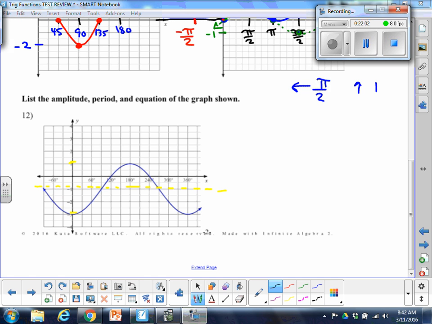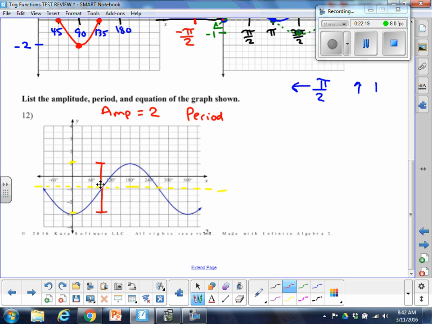Okay, so what about amplitude? The amplitude of this one from that center, I can see that we are again going up 2 and down 2. So that's my amplitude. The amplitude is 2. That's going to be the a value in the equation. The period, how long is it taking to do a full cycle? Okay, so let's track that. So if we kind of start here and do a full cycle, that looks like a full cycle, then it's going to start to repeat itself. So the period is the standard 360 degrees.